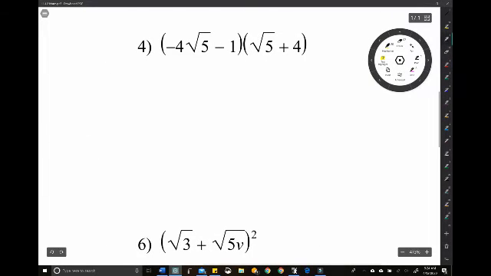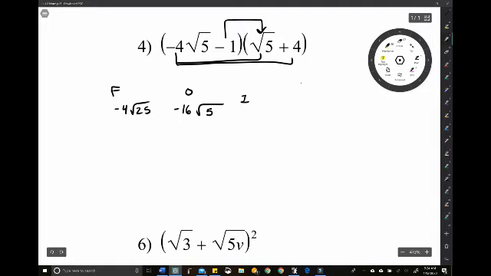Alrighty. And at any moment, if you want to pause and try it and come back and check, you can certainly do that. So first, negative 4 roots of 25. Outers: minus 16 roots of 5, negative 4 times 4. Inners: negative 1 roots of 5, or just negative root of 5. Lasts, minus 4. That's an easy one.